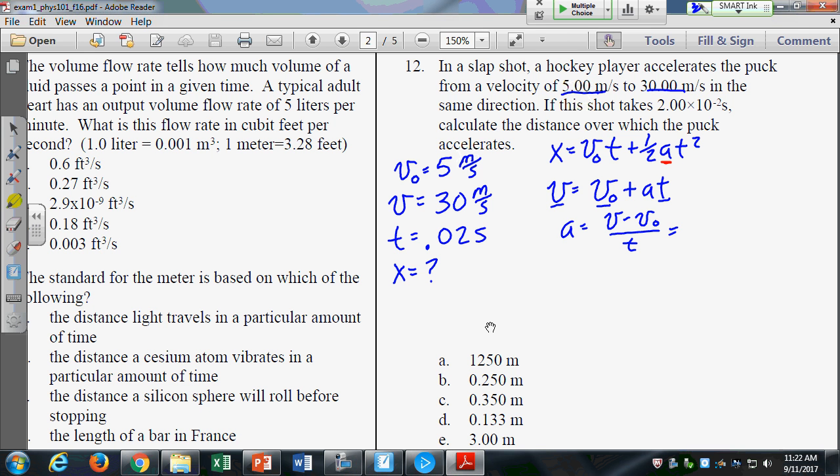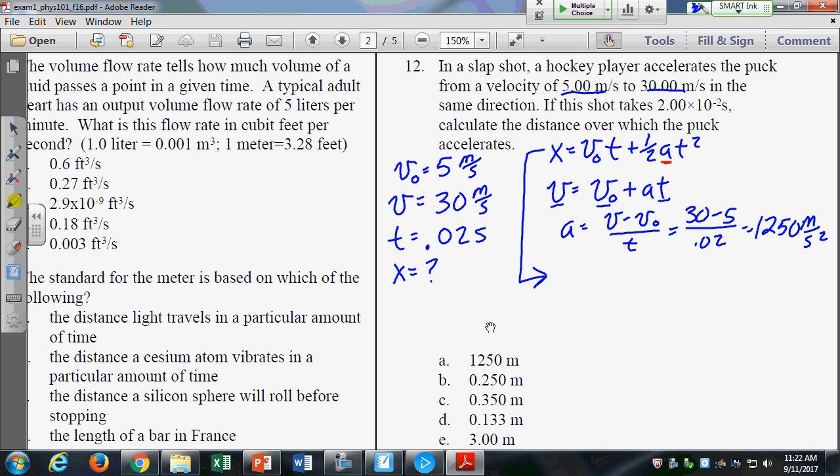v minus v naught, that's 20 minus 30 minus 5. 12.50. So that's my acceleration, and then you can come in here and solve for what is x.